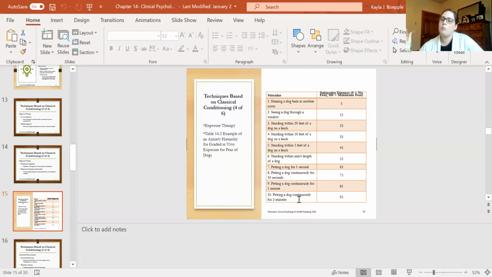So the point would be that we would start at number 1, having the person just hear the dog in another room, getting closer to a dog, petting a dog, and then petting a dog for a longer period of time, and hoping that through this, the person would realize that they don't need to be afraid of dogs. Hopefully their heart rate could remain down, kind of controlling some of those automatic responses we have when we're scared. So deep breathing and so forth would help to hopefully eventually eliminate that fear or phobia that the person has when they're talking about dogs, or for me, spiders.